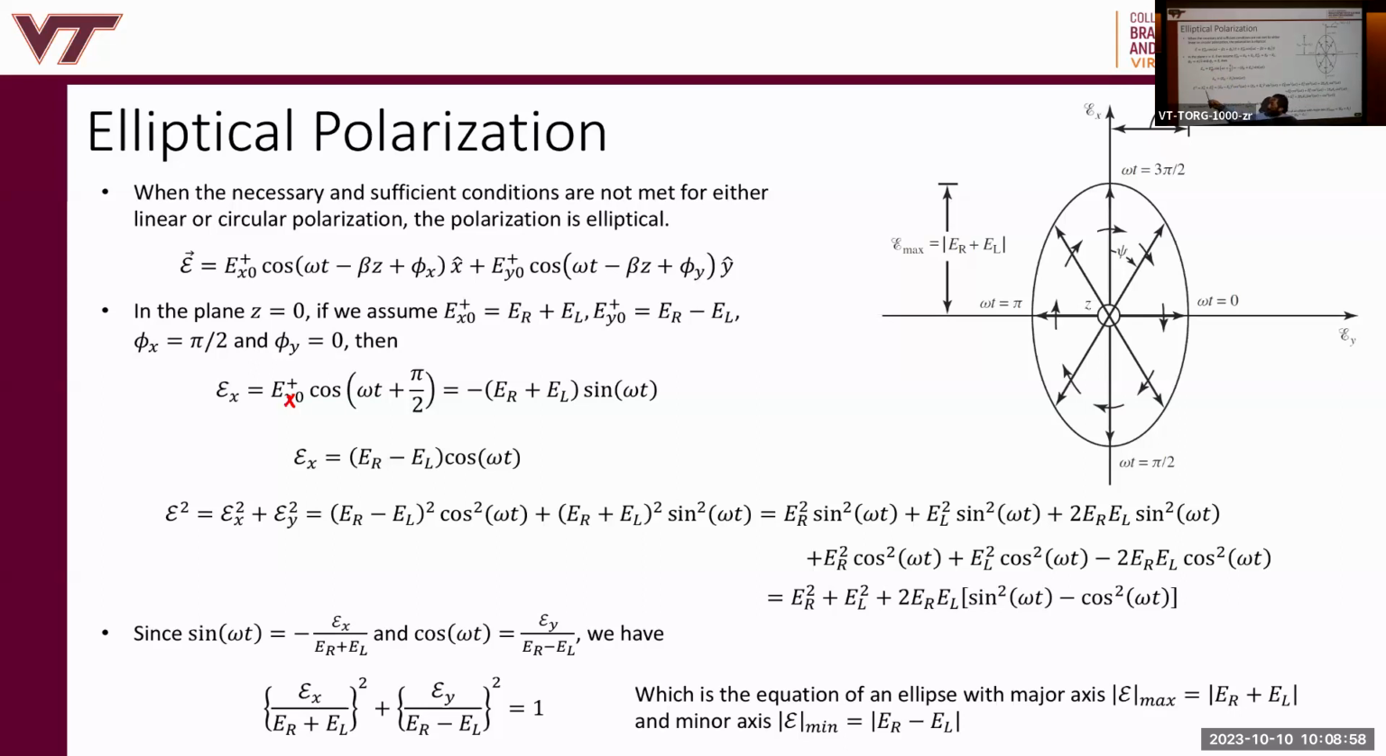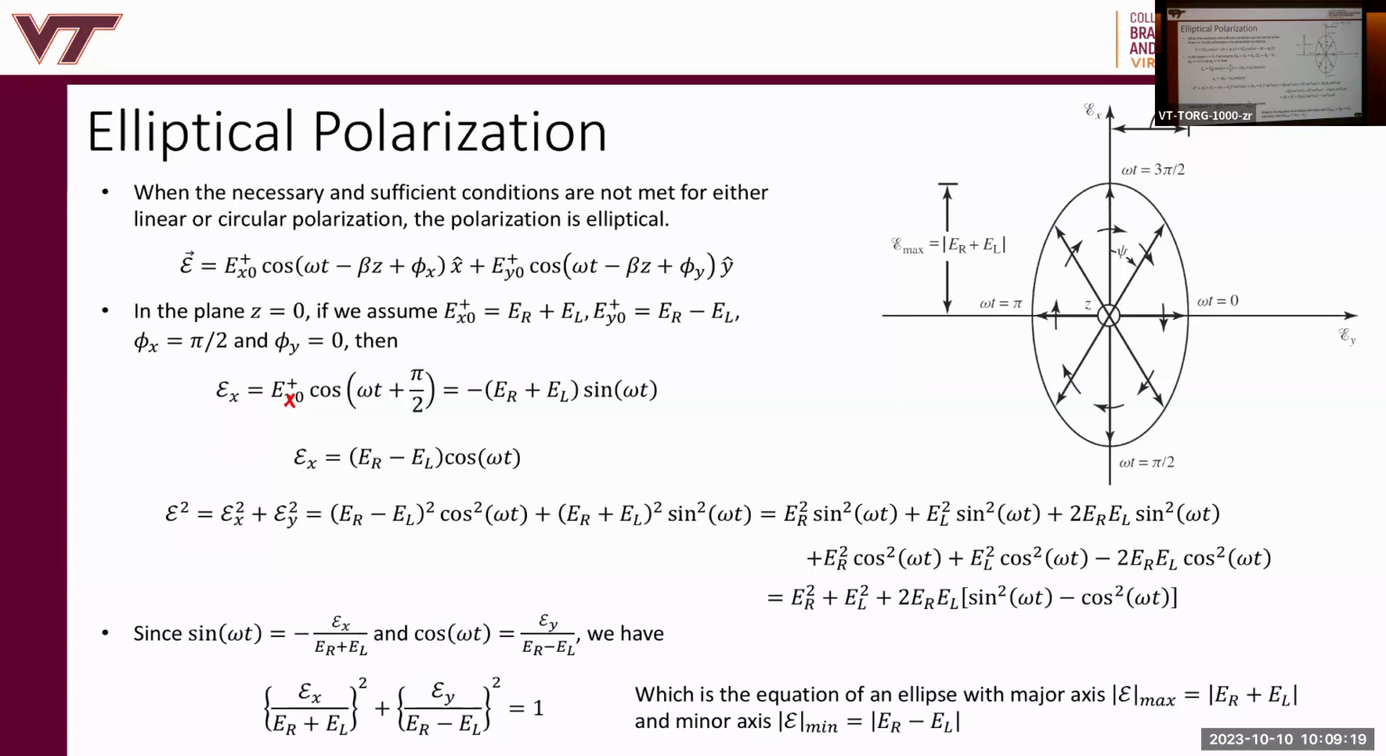We can find E squared now, which is EX squared plus EY squared. And if you do the math, you'll end up reducing it to this expression here: ER squared plus EL squared plus 2 ER EL times sine squared of omega t minus cosine squared of omega t.